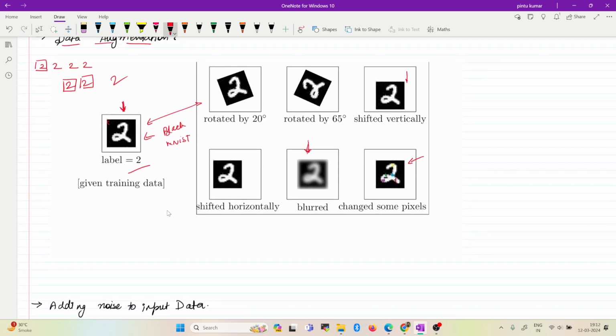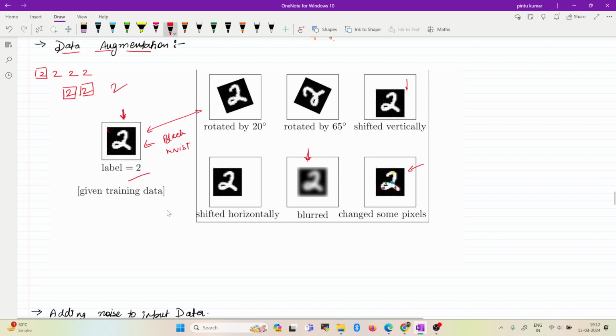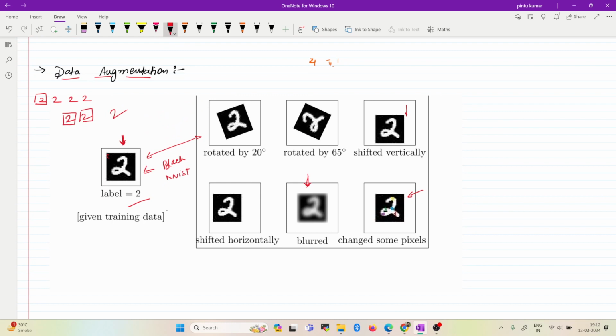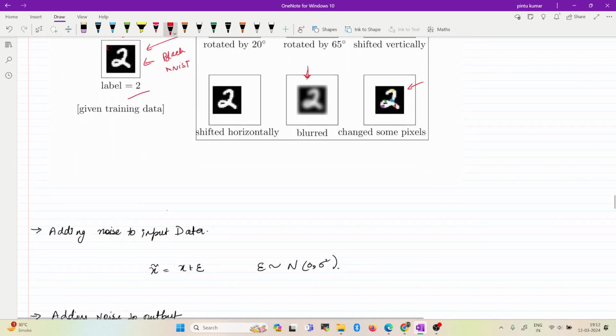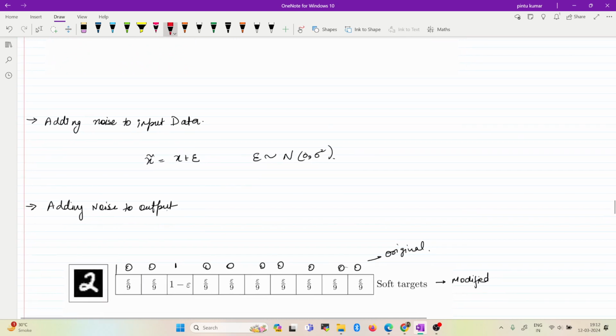Then the model that you will learn would be a more real representation of the real world data that you're going to encounter in future. So this is something known as data augmentation. This also serves as a regularization technique.